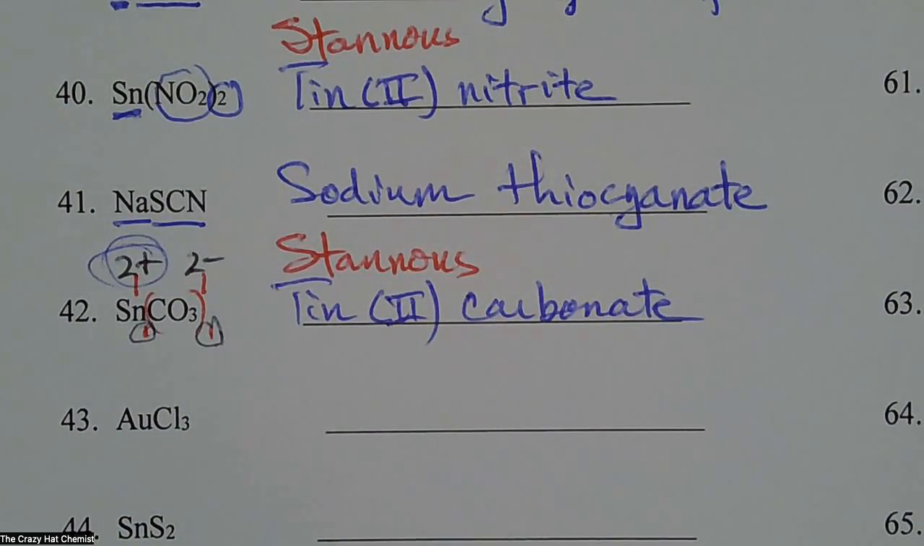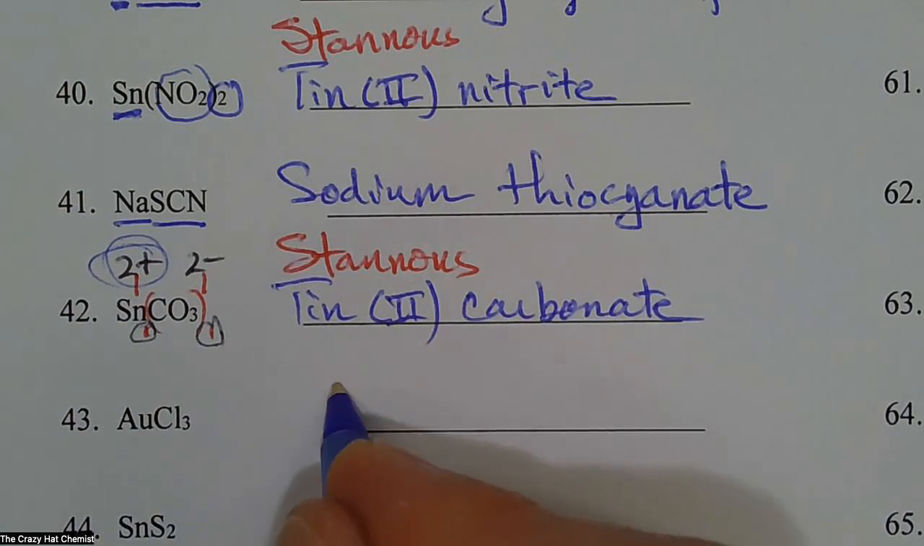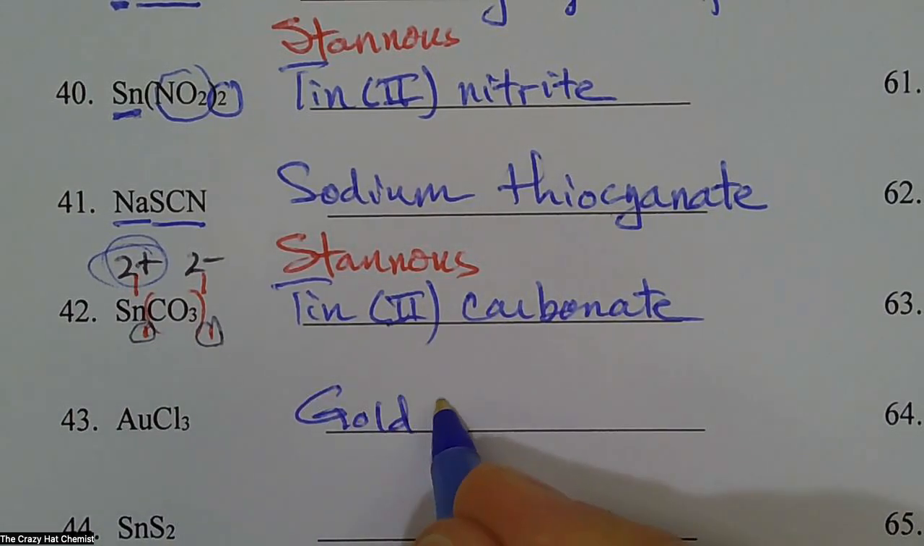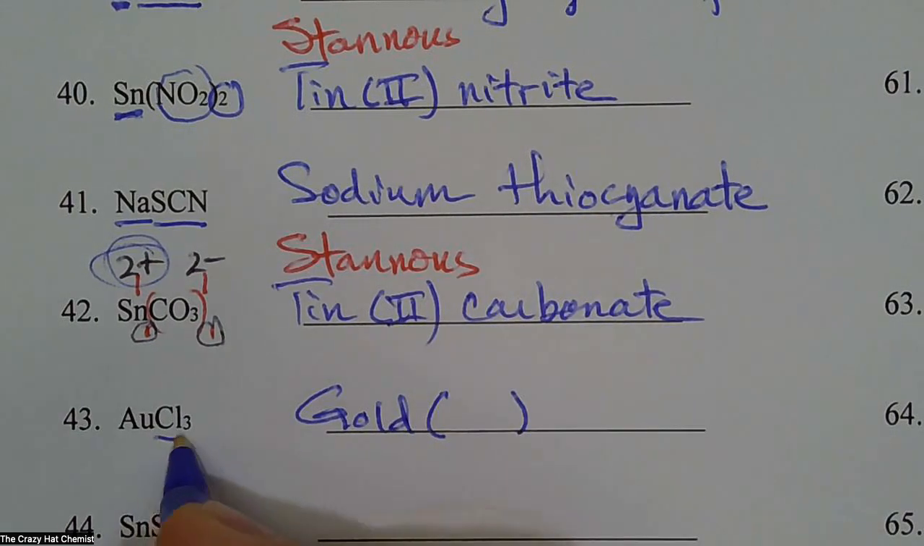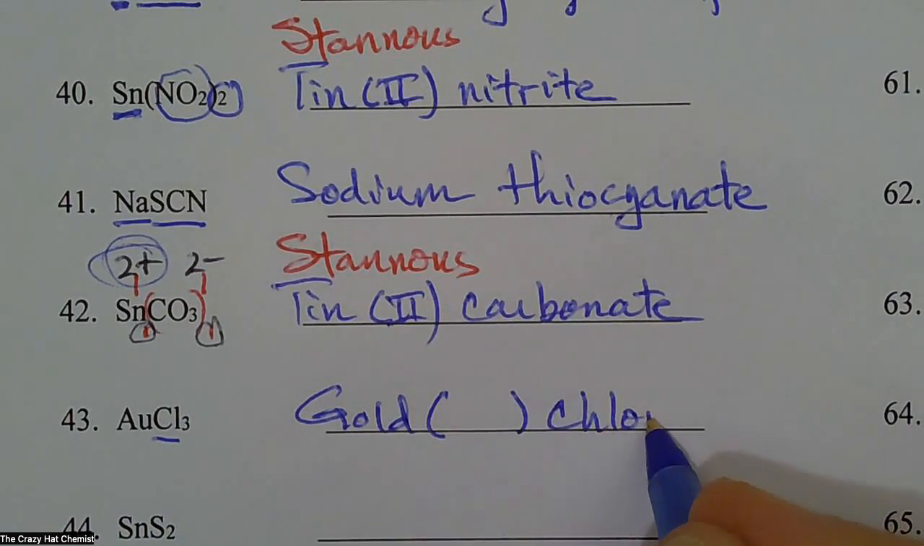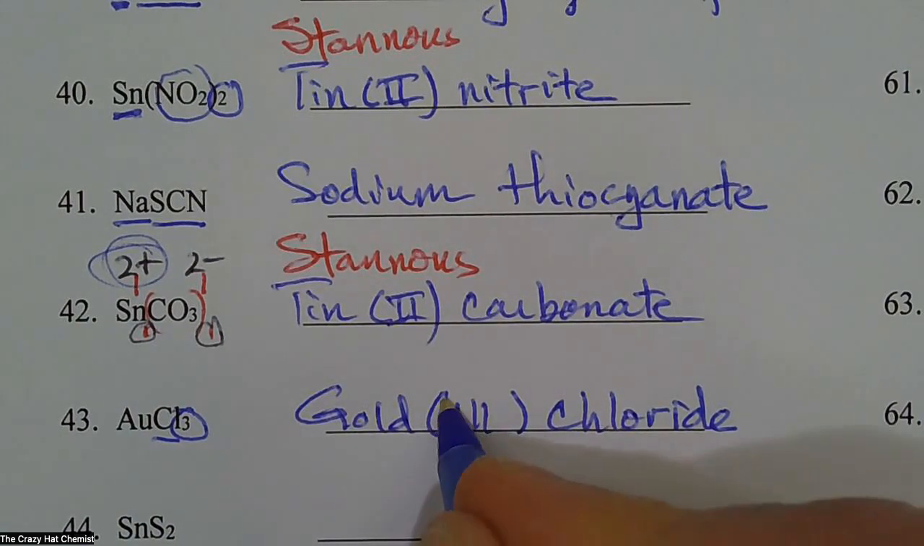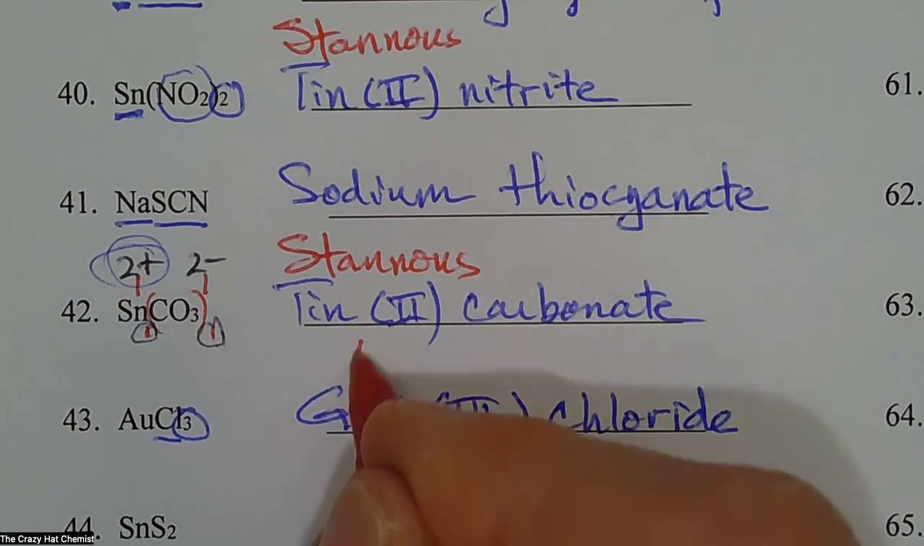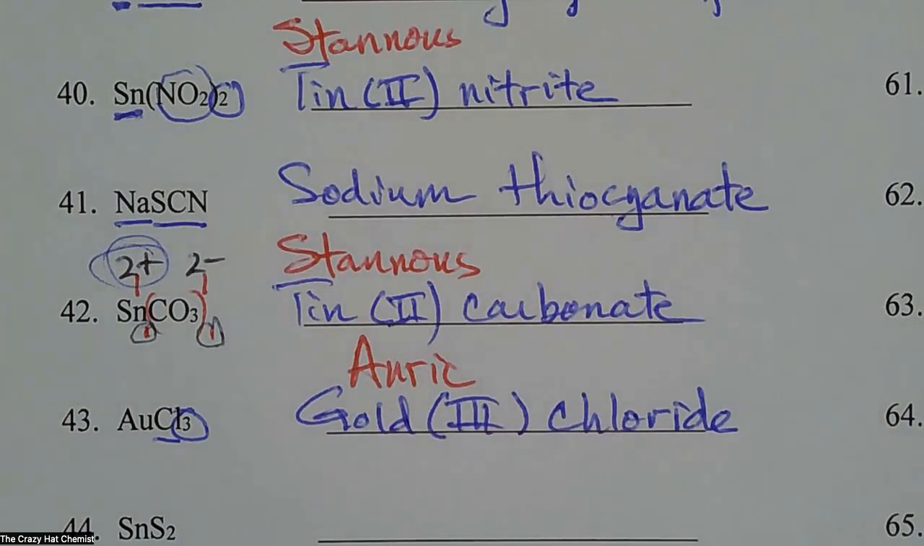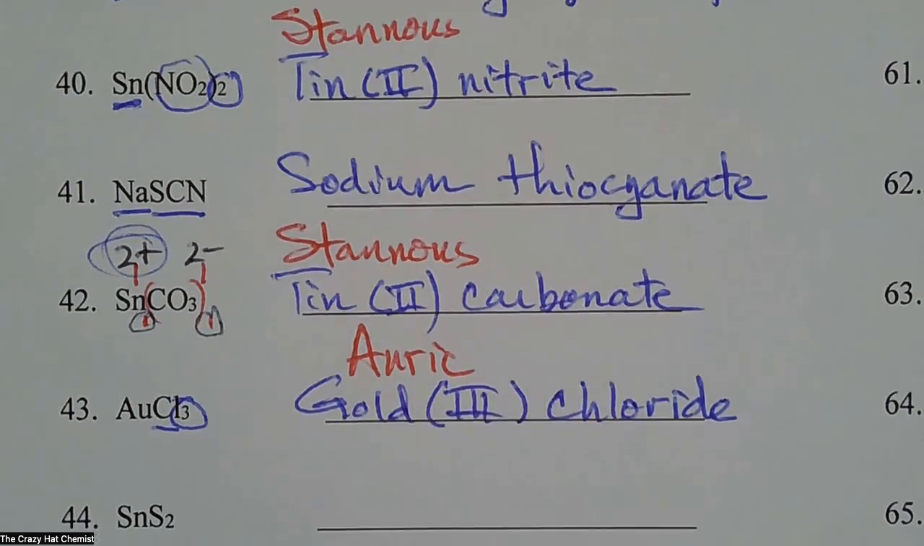Okay. All right, this is gold. Gold, Roman numeral, chloride. And what's the charge on the gold? It's a 3, so Roman numeral 3. And that's auric, A-U-R-I-C. That's the higher charge of that.